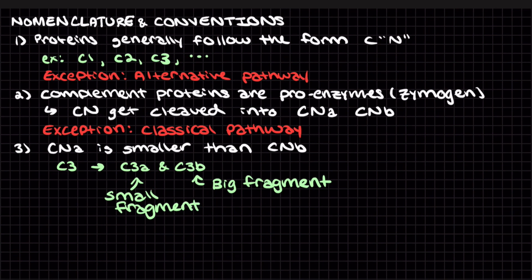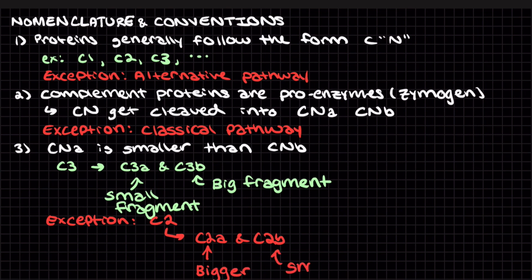And again, unfortunately, we do have an exception to this rule. The exception lies in the protein C2. Again, it still gets cleaved into C2A and C2B. However, C2A is actually bigger than C2B. C2B is the small fragment. And I know that this is a lot, but it's going to make a lot of sense once we start going through the actual complement activation pathways, and you'll see how these rules interact and how we can use them to describe what's going on.